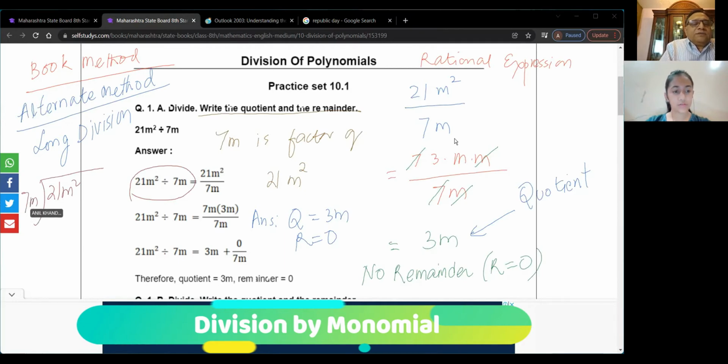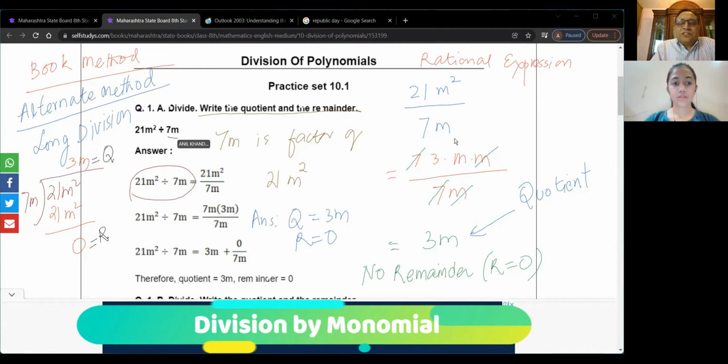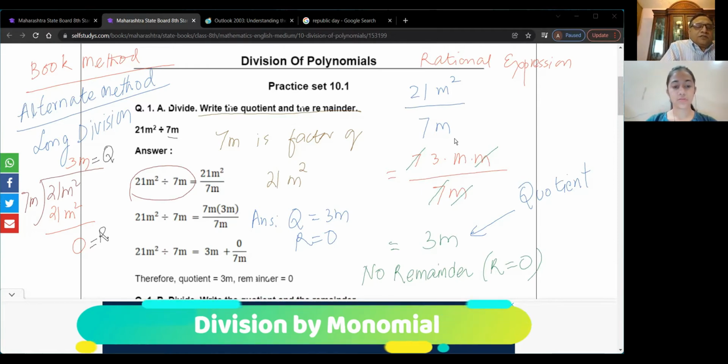How many times will 7 go in 21? 3 times. So write 3. How many times does m go in m square? M times. So straight away you get 21m square, and when you take away, you get 0 as your remainder. It is a very simple step. This is equal to the quotient q, and this is equal to the remainder r. Is that clear to you? Yes. Remember one more thing. When you divide by 7m, there is a restriction. So we also talk about restriction.